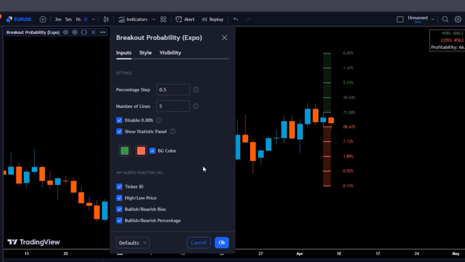It's important to keep in mind that when trading in lower volatility markets like the Forex market, you will probably need to lower the step value. This is because an increase of 5% in one candlestick on a Forex pair is very unlikely.